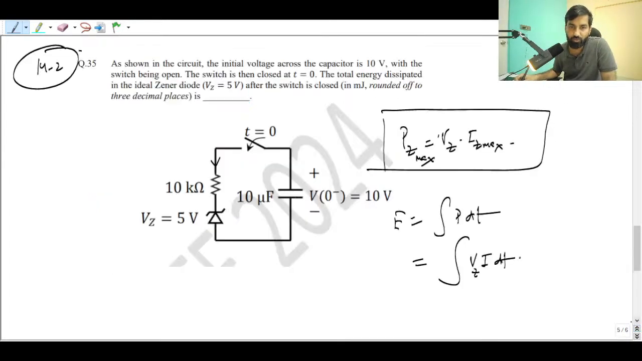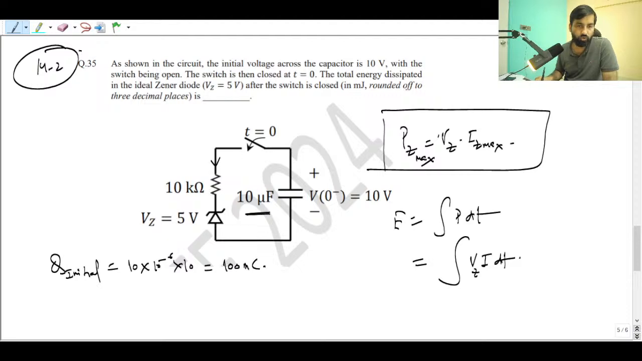So can somebody tell me what is the initial charge from here? You see, the initial voltage is 10 volt and the capacitor is this, right? So Q equal to CV. So this is 10 into 10 to the power minus 6 into 10, that gives you 100 millicoulomb, right? Initial charge. And then the final charge is going to be how much?